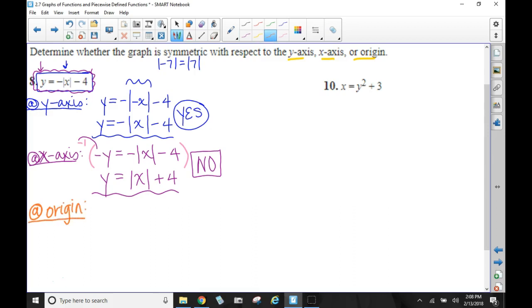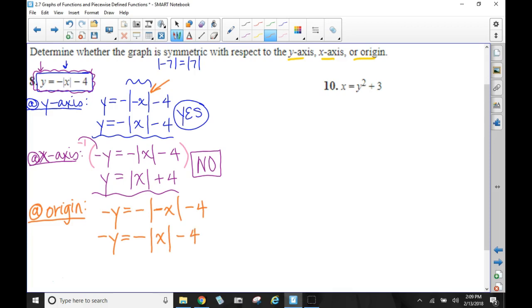Now, for symmetry about the origin, recall from the purple box above that what we're going to do is replace both x with a negative x and y with a negative y. So that's going to look a little something like this. Negative y equals the opposite of the absolute value of a negative x, and then bring down the minus 4. Okay? So we'll have negative y equals the opposite of, recall from right up here, we discussed how the absolute value of negative x is equivalent to absolute value of x. Bring down the rest of it.